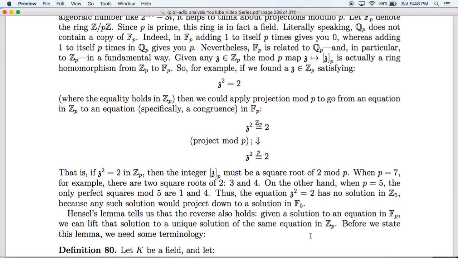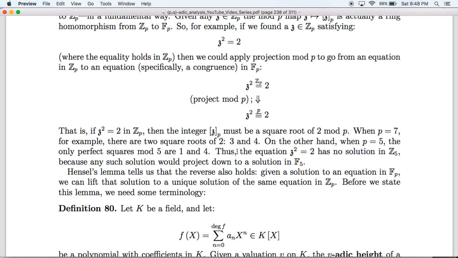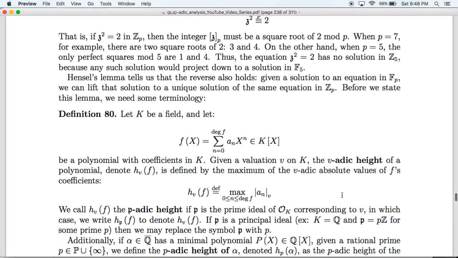The wonderful result due to Kurt Hensel himself, Hensel's lemma, tells us that this philosophy of projecting from Z_p down to F_p actually works in reverse. In order to solve an equation in the p-adics, all you need to do is solve the equation over F_p, and then you can lift it to recover a full solution in Z_p. Before we state the lemma, I'm using Neukirch's formulation, here's some terminology.